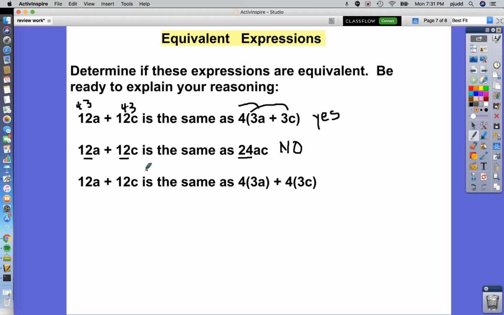And I say yes, they are, because again, I can pull out 4 times 3. That a is going to go along with it. That's what you have here. And 4 times 3c, and that's what you have here. So these are exactly the same.